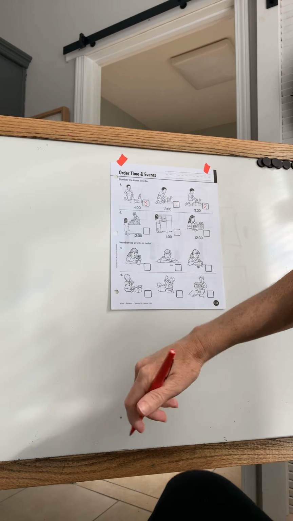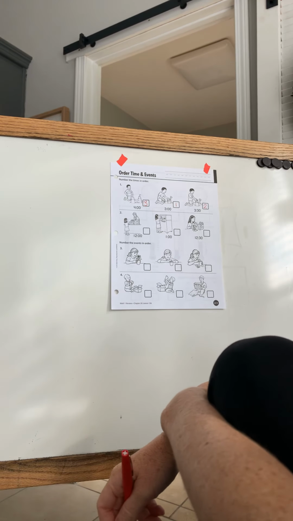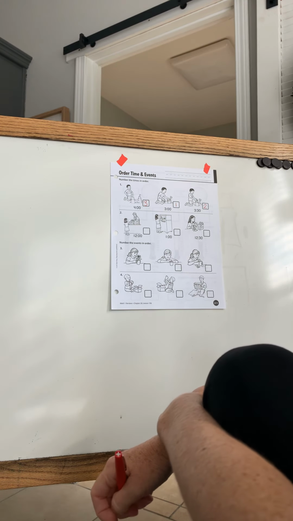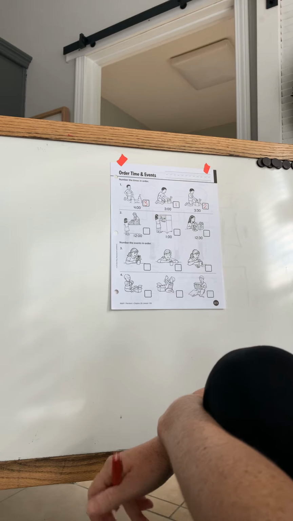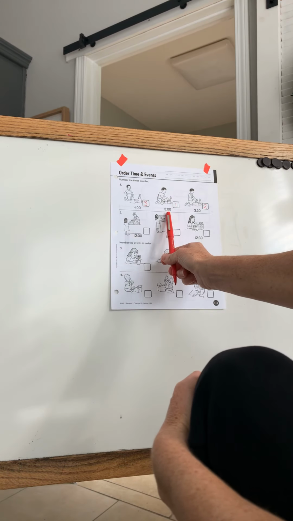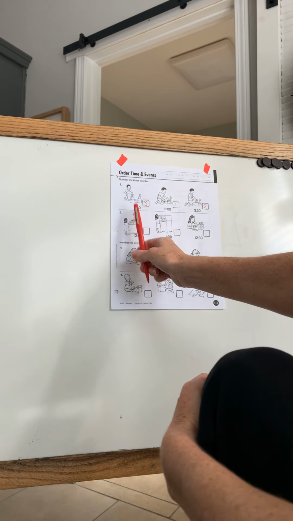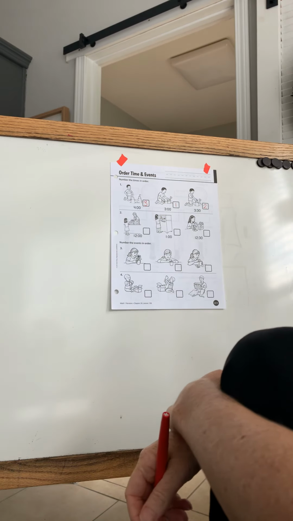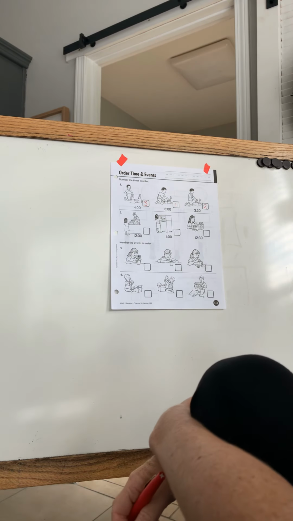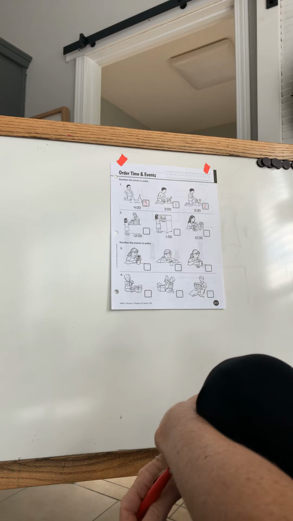Now let me ask you another question. How long did it take him to build the whole sandcastle? If you said 1 hour, you are right, because he started at 3 o'clock and he ended at 4 o'clock, so that would be 1 whole hour. That was like a bonus. That's a really smart math question right there. All right, let's look at number 2.